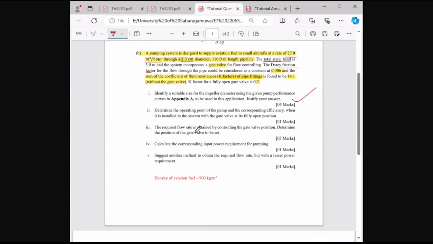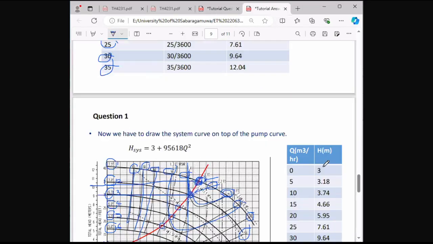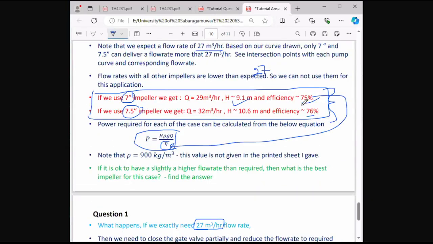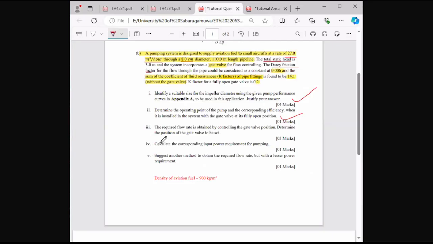The first one we did: determine the operating point of the pump and the corresponding efficiency when it is installed in the system with the gate valve fully open. That question is already done. These are the efficiencies. Then the required flow rate is obtained by controlling the valve position. Determine the position of the gate valve to be set. Then you need to calculate this. You need to identify this K value.